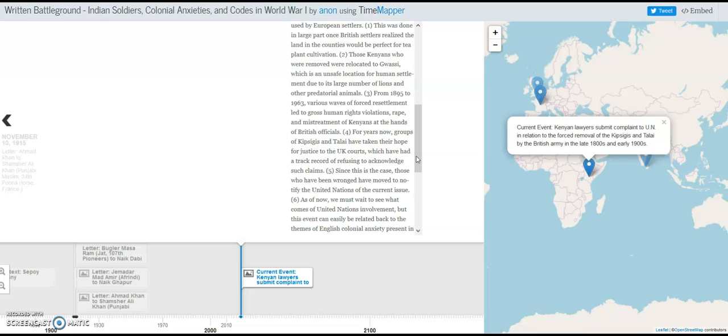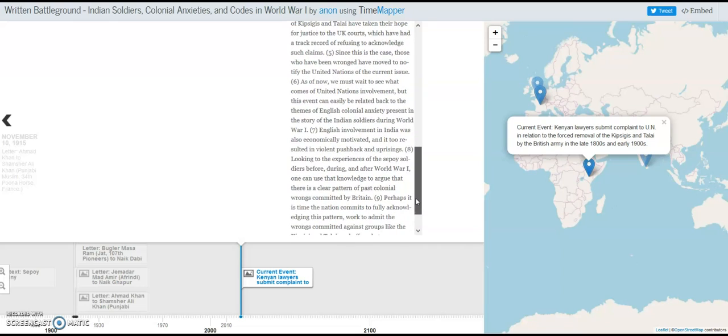From 1895 to 1963, various waves of forced resettlement led to gross human rights violations, rape, and mistreatment of Kenyans at the hands of British officials. For years now, groups of Kipsigis and Talai have taken their hope for justice to the UK courts, which have had a track record of refusing to acknowledge such claims. Since this is the case, those who have been wronged have moved to notify the United Nations of the current issue.